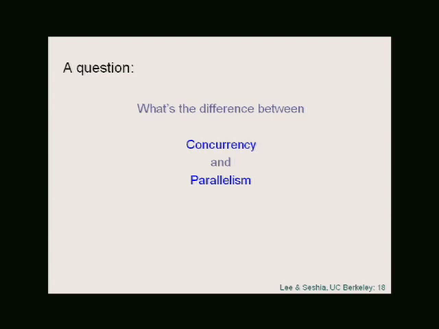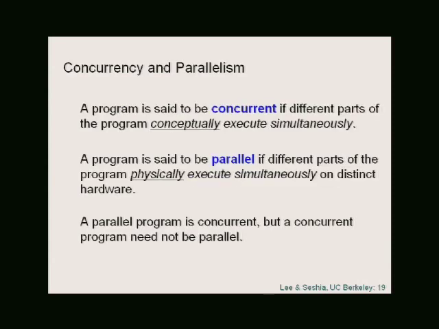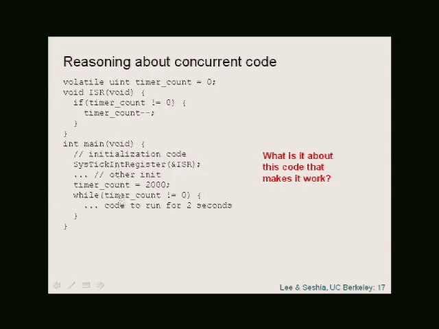Okay, so if we go back to this code, the main function and the ISR conceptually can execute at the same time, meaning that if you're running the main function, it's possible at some arbitrary time point for the function to get interrupted and the ISR to get started at that time point. Okay, so that's what we mean by saying that the main function and the interrupt service routine can execute concurrently.